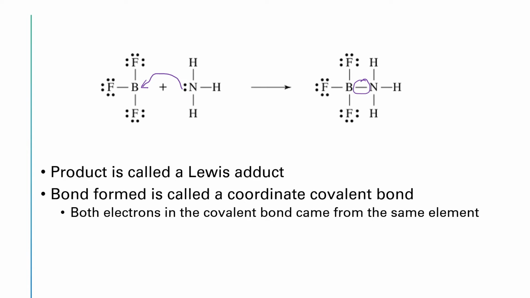That is a little bit different than how we normally think about covalent bonds being formed. Usually we think about each atom in the bond contributing one electron to that bond, but in this case, nitrogen brought both of those electrons in the shared pair. When one atom brings both electrons, it's referred to as a coordinate covalent bond. And this resulting structure here is referred to as a Lewis adduct.